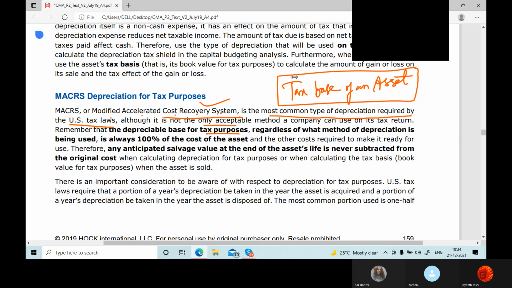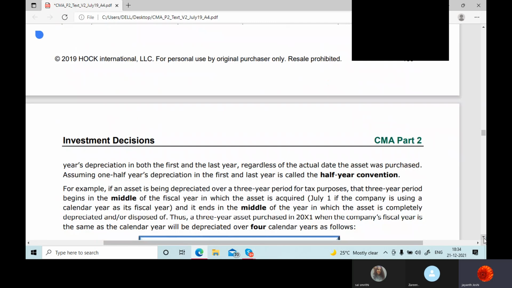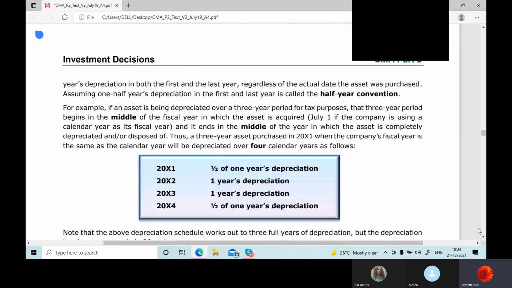Suppose you are showing plant and machinery as 1 lakh in your tax returns. If someone asks you what is the tax base of your asset, it is nothing but 1 lakh, which I am showing in my tax returns. So they are recommending you to go with the MACRS method, and let us see what this MACRS method is all about.